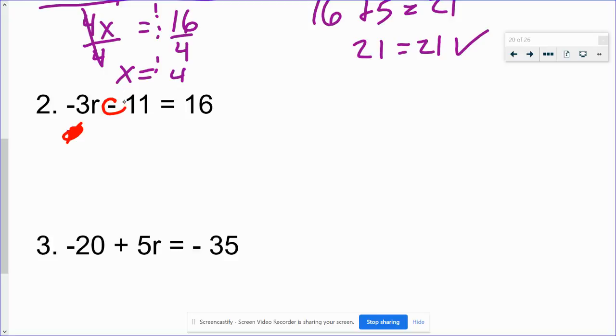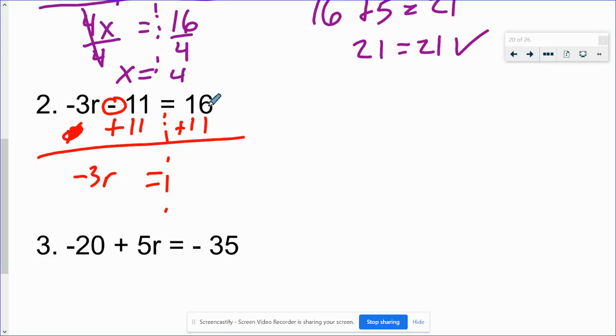Okay, we see subtraction, so I have to add. That's the opposite of subtraction. Bring down your negative 3r because it does not just disappear. And that is going to equal 27. Now, when you divide, what number is with the r? Our negative 3. So we have to divide by negative 3. Now remember, different signs means automatically my r is a negative, and 27 divided by 3 is 9.